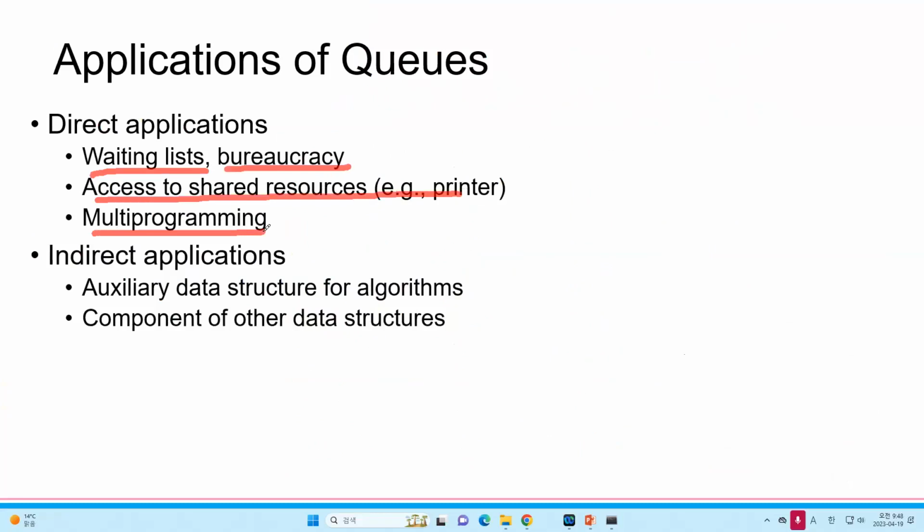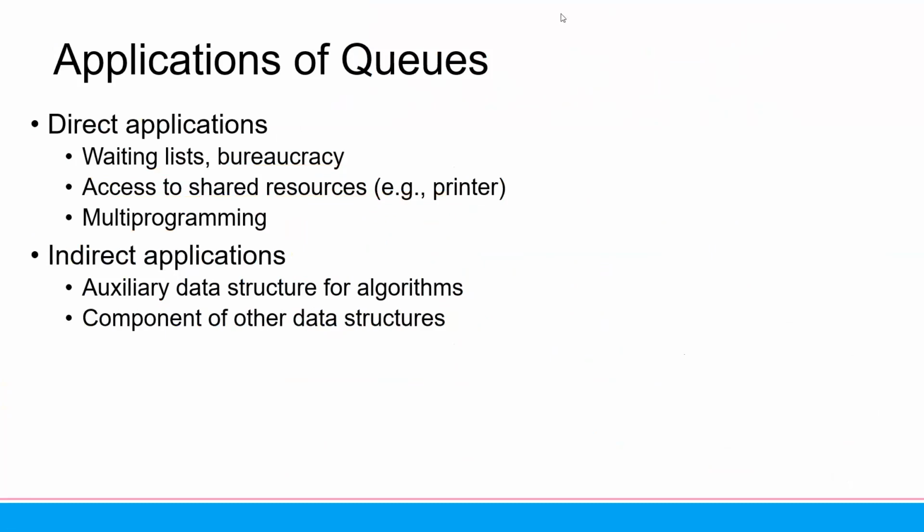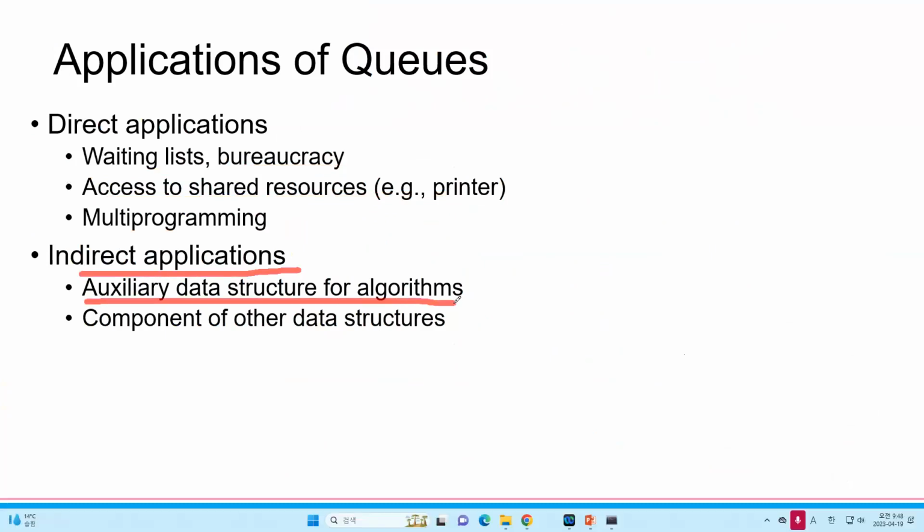Multiple programming. If you do machine learning or computational work later, there will be a kind of parallel computing. So in parallel computing, even though we call it parallel, there is still a kind of queue. So which computer will do first, which computer will do next. So for some indirect applications, you can use queue for the auxiliary data structures. And also there are some other components of data structures that you can use queue.